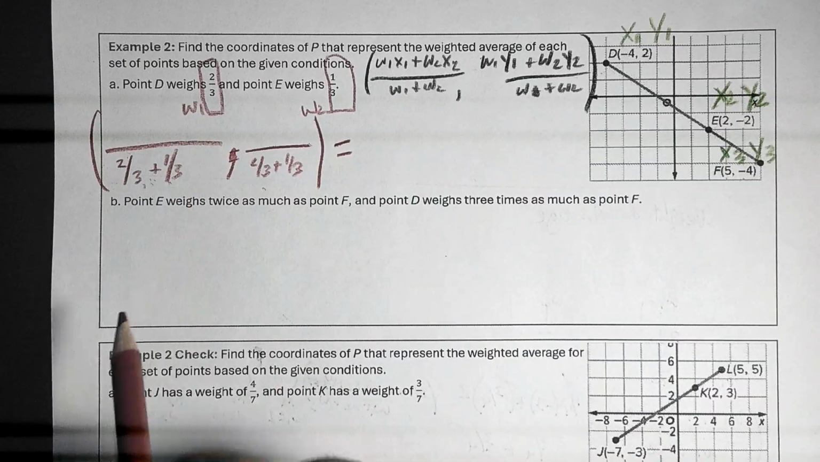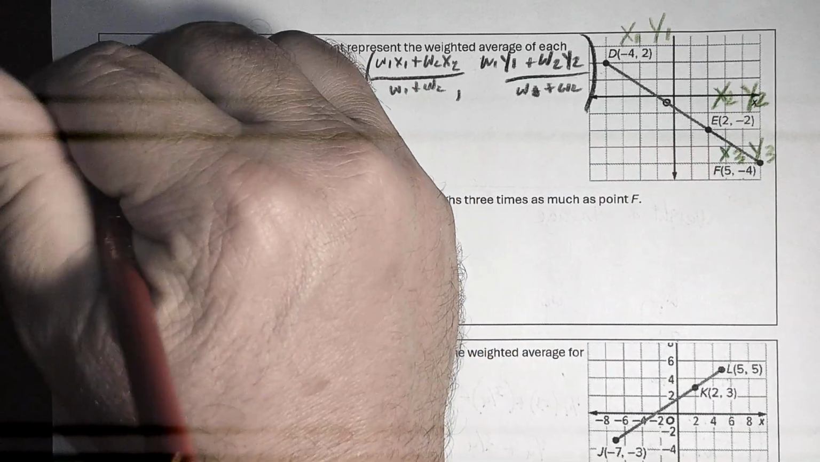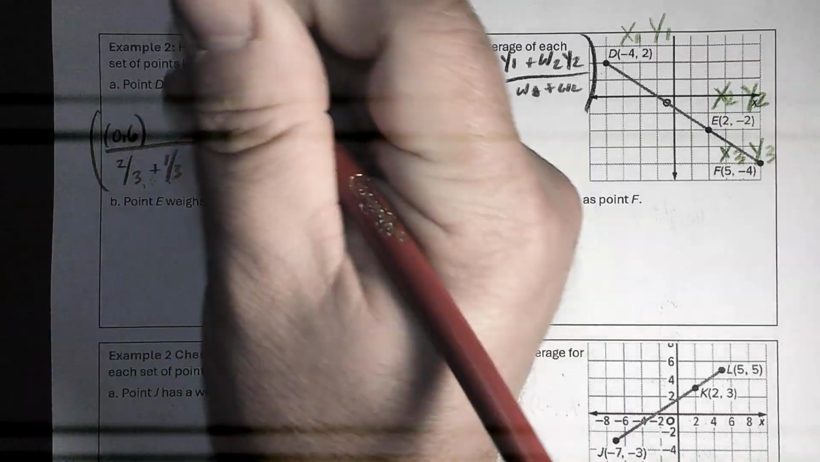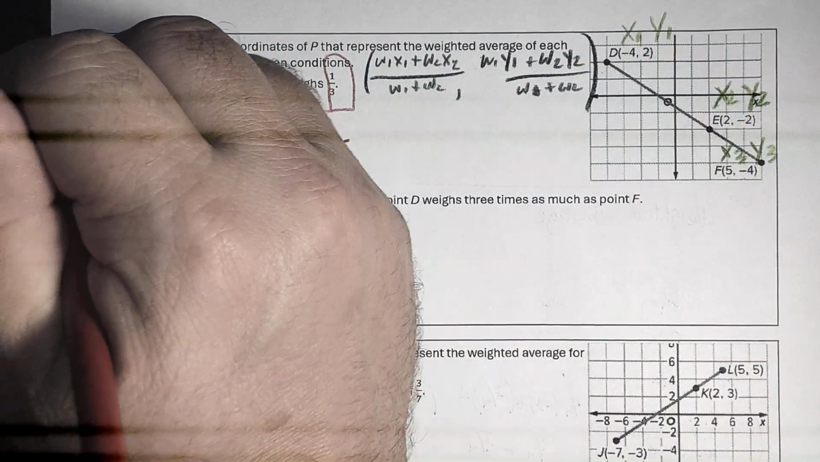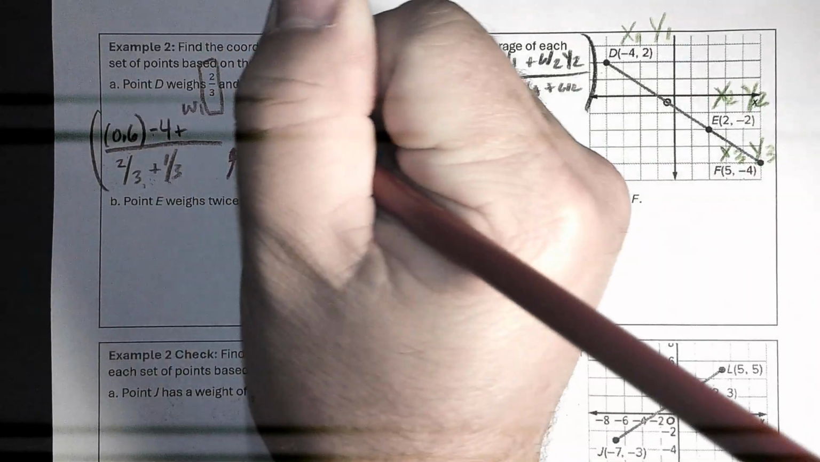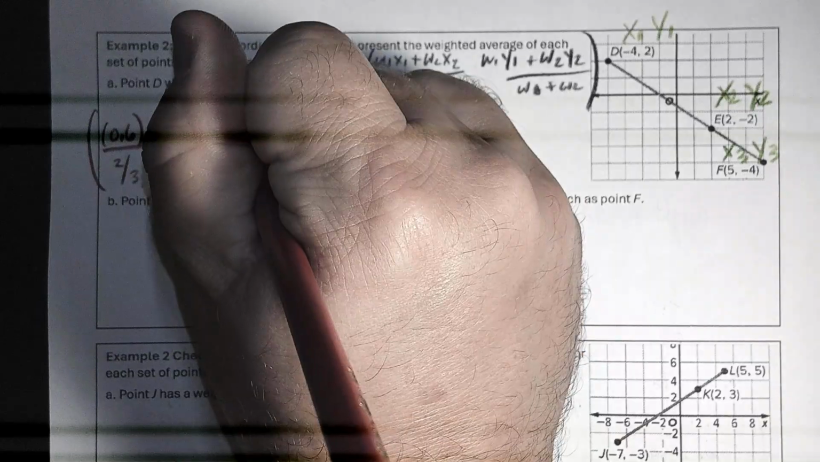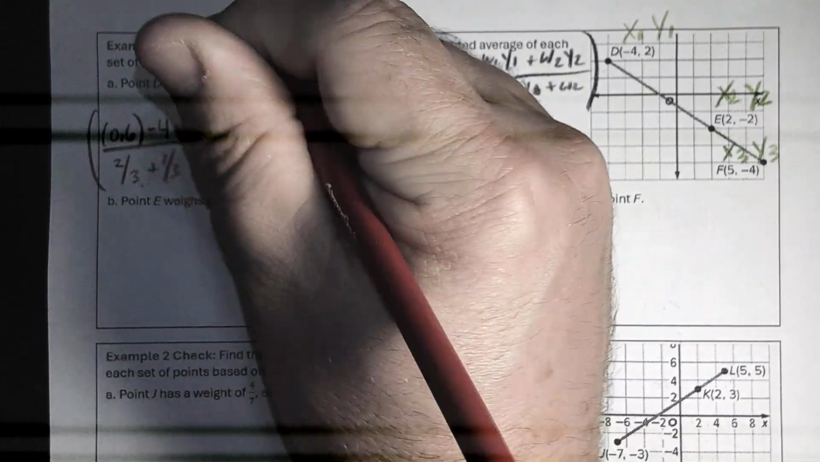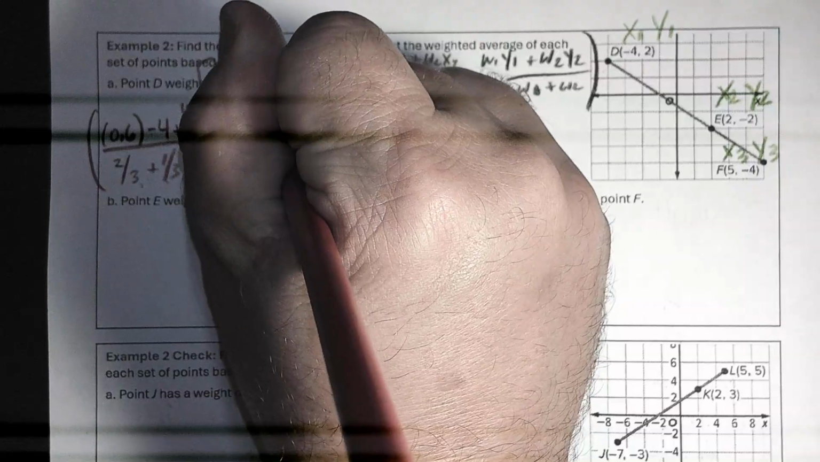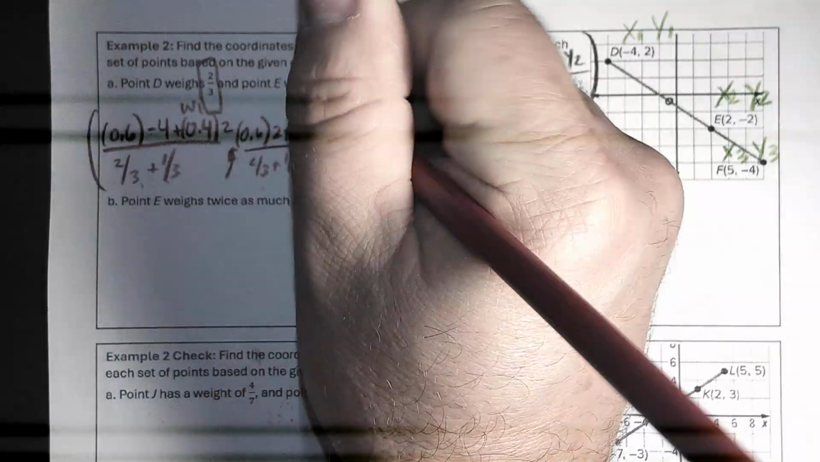Here's our x's. So w1 is 2/3, which is also 0.6. Our x1 is -4. You guys can see that to the right of my hand. Plus 1/3, which is also 0.4, times x sub 2 is +2. The y's, again, 0.6, +2 plus 0.4, and I'm going to run out of room, -2. So, sorry about this.